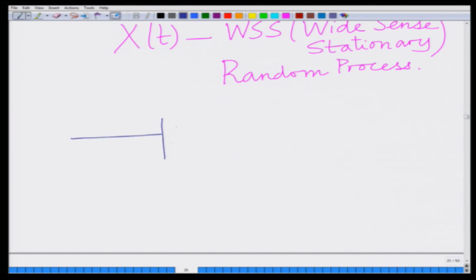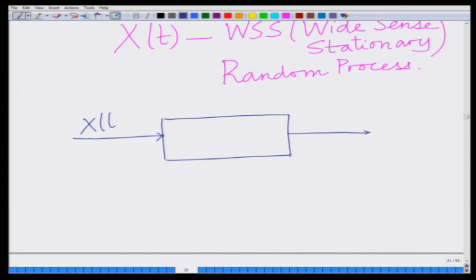So, I have my LTI system, this is the input to the LTI system, this is the output. So, x of t is the input to the LTI system, y of t is the output of the LTI system, and this LTI system is characterized by the impulse response h of t.